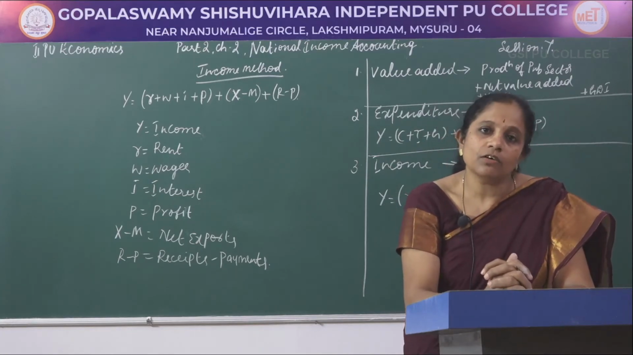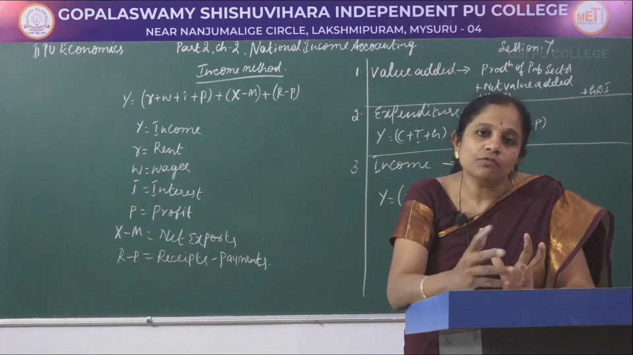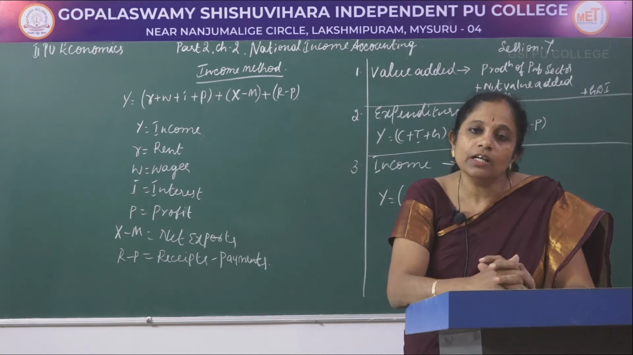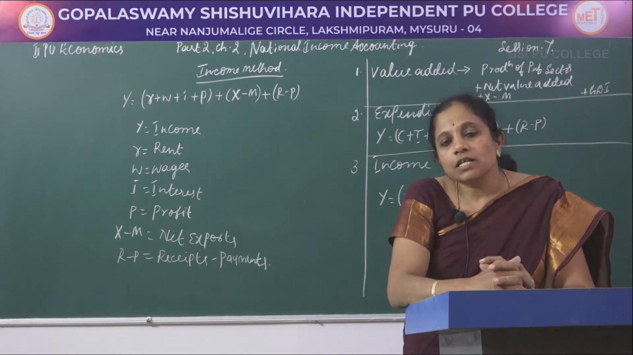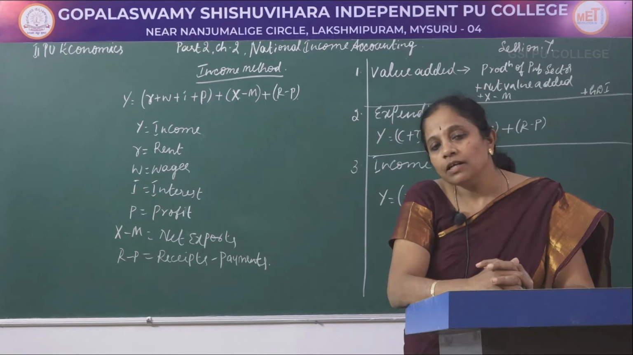GDP is nothing but the gross domestic product, where gross is the total, domestic is the internal, and product is the generation of goods and services. The total internal products that are generated through different types of production sectors as well as the service sector are going to be added while measuring the national income.